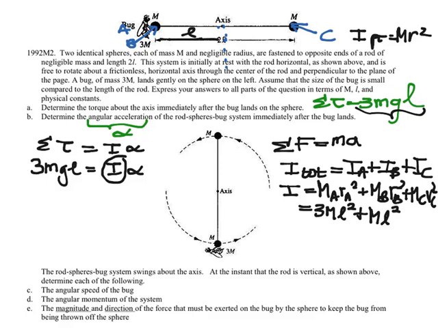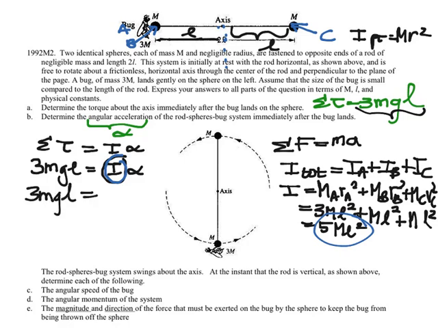And the other sphere on the other side, again, has a mass of m and is a distance, even though it's on the other side, that is still L away from the center. Okay, so if we add this all up, we have 5ml squared. And what we're going to do is take this and put it in for our I over here. So we have 3mgl equals 5ml squared alpha.